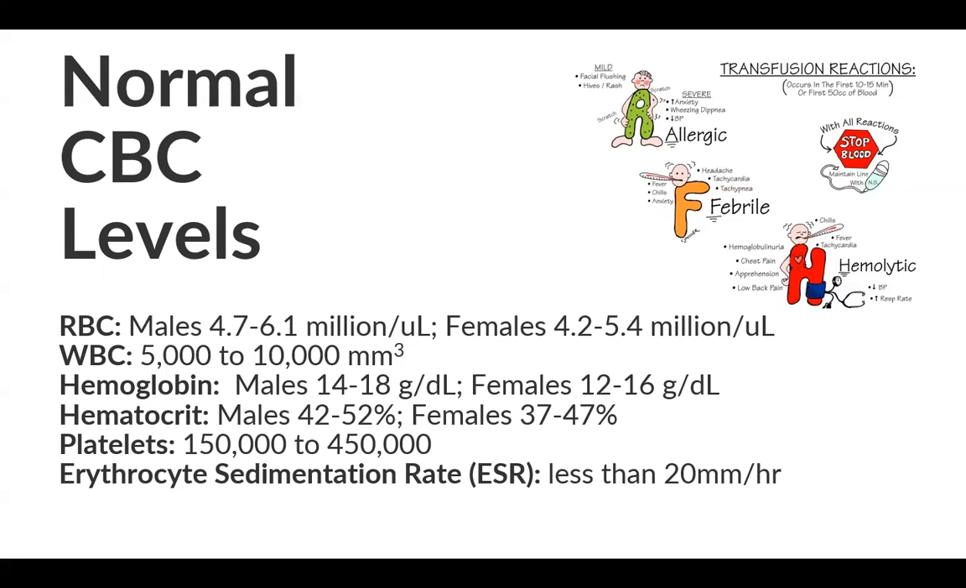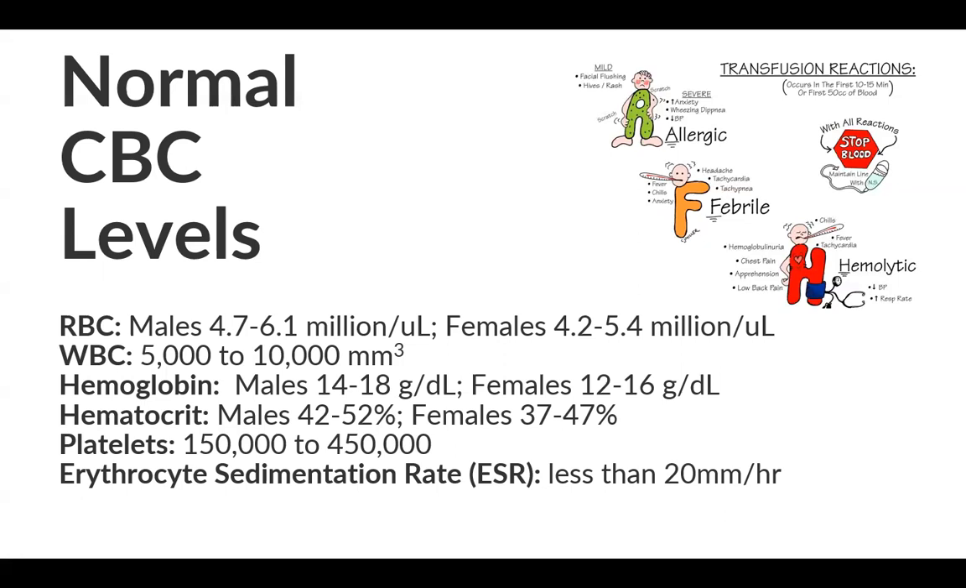Okay, the next value I want to take a look at is the hematocrit. So for males, it's 42 to 52. For females, 37 to 47. So what does the hematocrit tell us? Well, it represents a percentage of total blood volume that is made up of red blood cells.